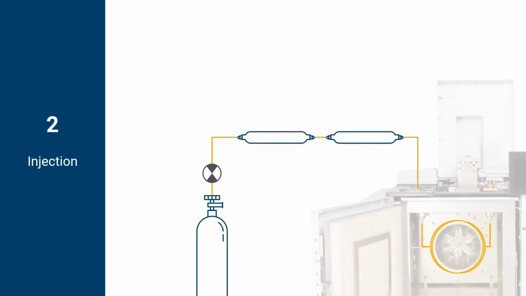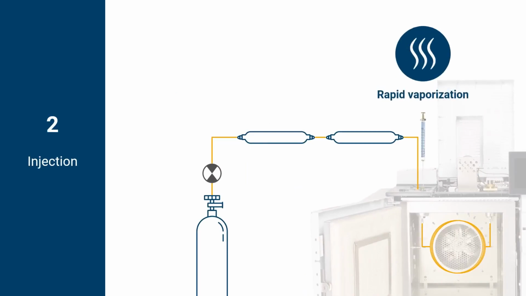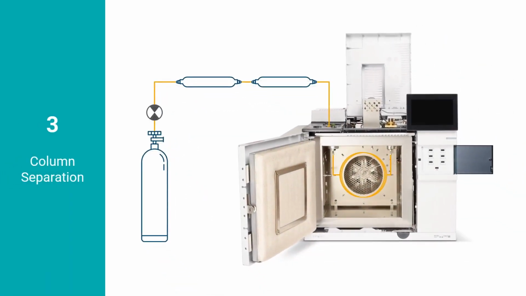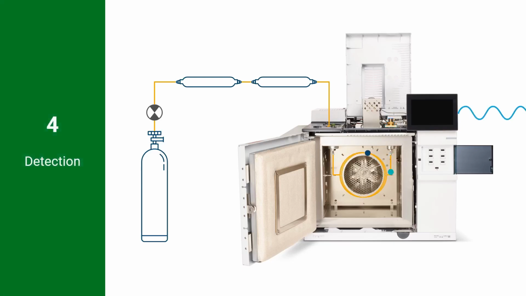The second step, injection, involves rapid vaporization of a liquid sample, mixing with the carrier gas and introduction into the GC column. The analytes are then separated in the GC column in step 3 via a variety of physical and chemical separation mechanisms. After the separation of the analytes, the separated components are individually measured in a GC detector that converts some chemical or physical property into an electrical signal.